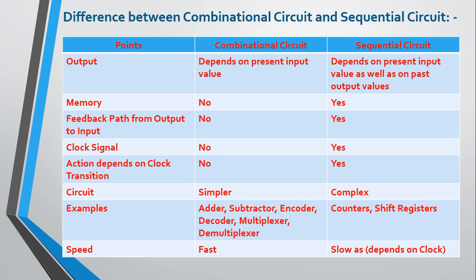So naturally, a combinational circuit is simpler and faster in speed, whereas when you work with a sequential circuit, the circuit becomes complex, and the output would be slower in that case. So I hope the difference is properly clear, and only if your previous videos or previous concepts are properly clear, then and only then are you able to write the given points.